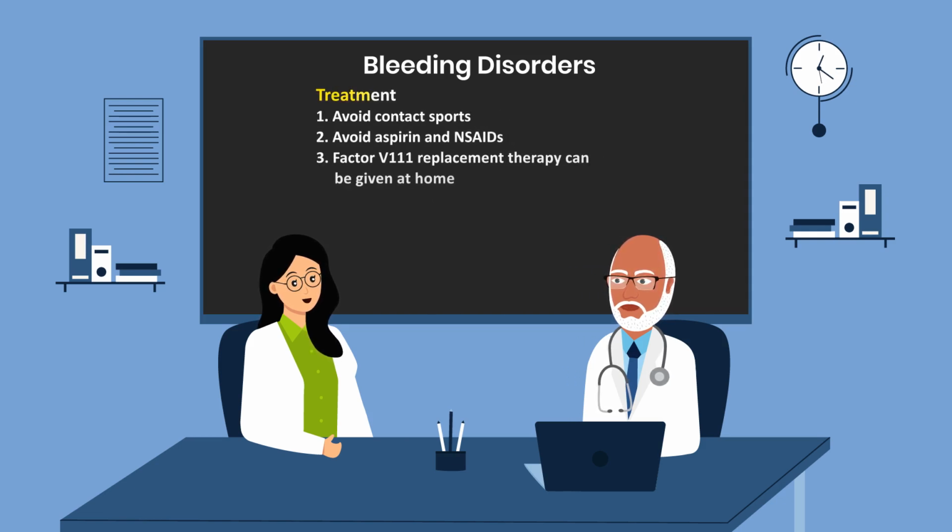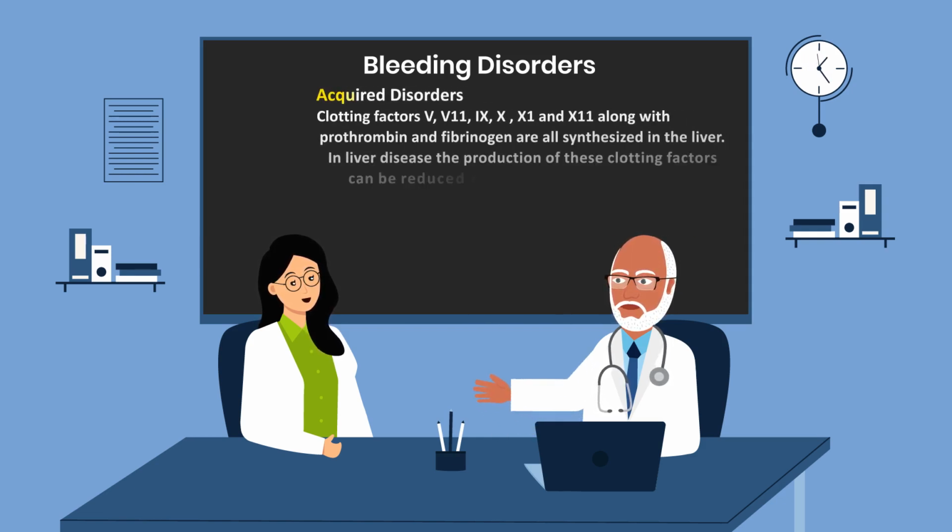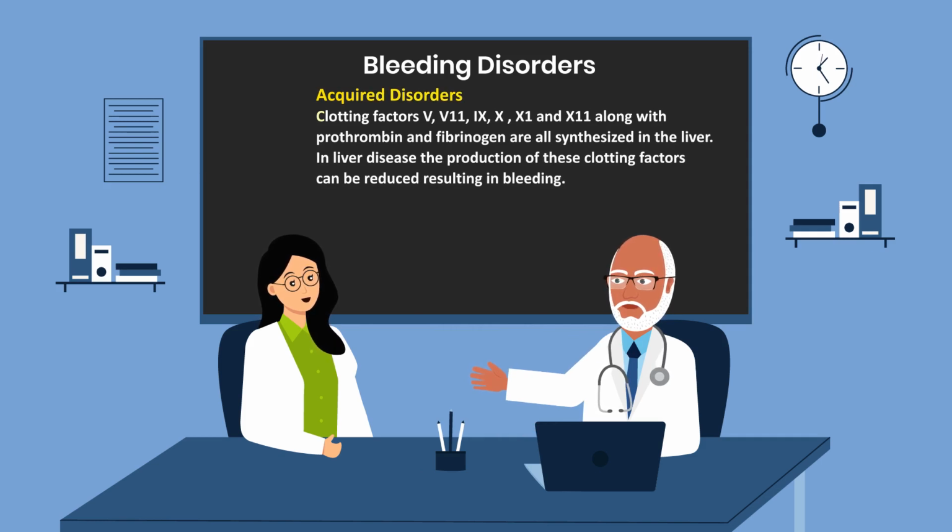The treatment of hemophilia A. Number one, avoid contact sports. Number two, avoid aspirin and NSAIDs. And number three, factor VIII replacement therapy can be given, and when it is given, it can be given at home. Let's talk about acquired disorders.